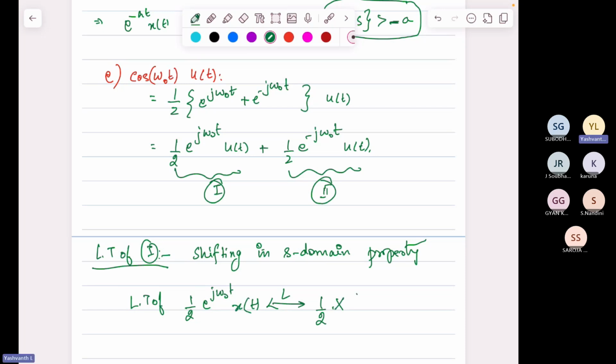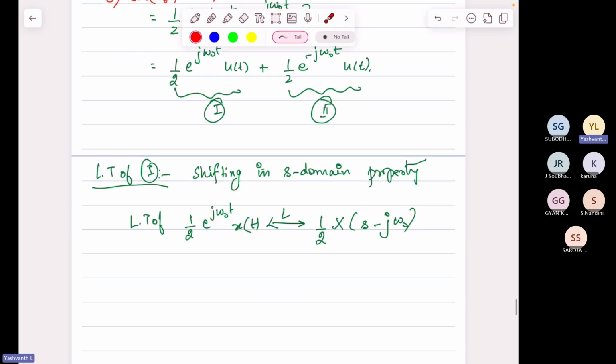We'll have the Laplace X(s − jω₀), because jω₀ together plays the role of s₀. But I know that when x(t) is u(t), then X(s) is nothing but 1/s. So this Laplace transform will become half of s replaced by s − jω₀, half of 1/(s − jω₀).